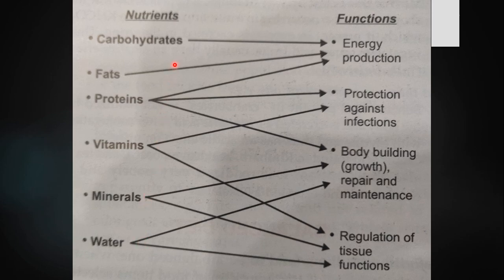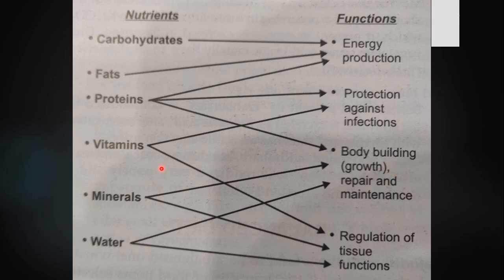Let's see. The carbohydrate is providing energy. As I told you, after breakdown, they provide energy in the form of ATP. Similarly, fat also provides energy; they are helpful for energy production. And protein, on one hand, is for energy production, and on the other hand, protects against infections. And of course, for the third function, they perform bodybuilding.